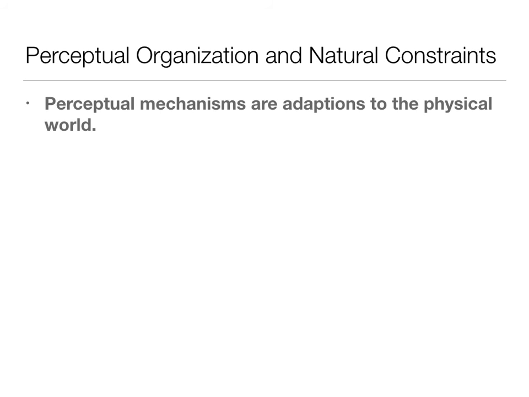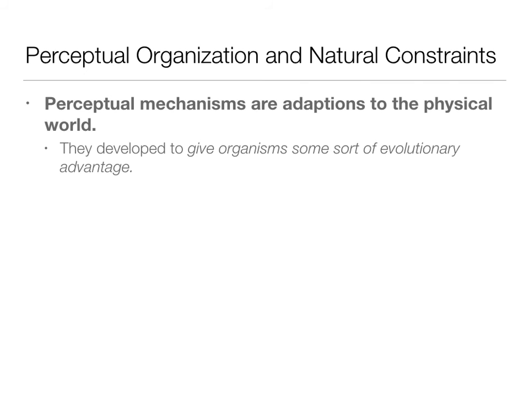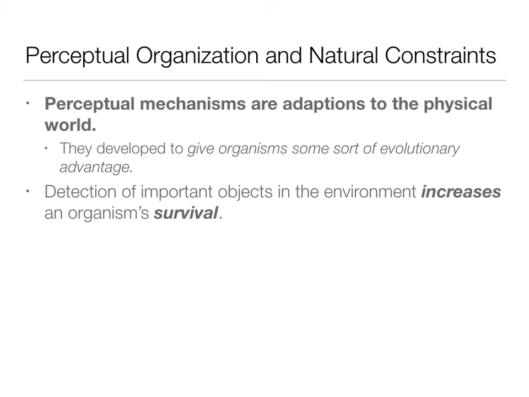These perceptual organization principles really came about from natural constraints. So you're going to watch a video that talks about the environment dictating our perception. And we see different kinds of perception based on the environments that we've had experience to. So these are mechanisms that are adaptations to the physical worlds that we are in. And this gives us an advantage. It allows us to survive if we can see important objects in our surroundings. It increases our survival. And the fact that we are adaptable to our perceptual world is an evolutionary advantage.